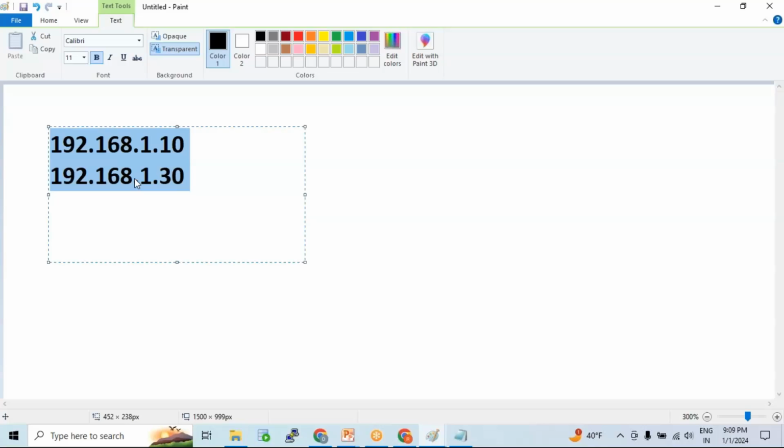Now, if I give you these two IPs, and I ask you, can you tell me whether these two IPs belong to the same network or not? Can you? Right? So that's what is needed here.